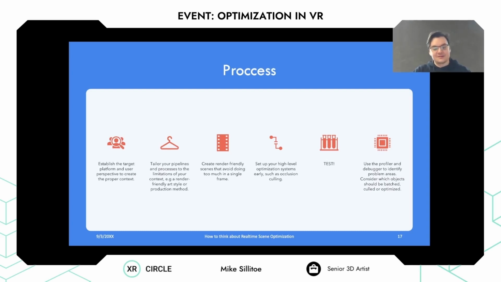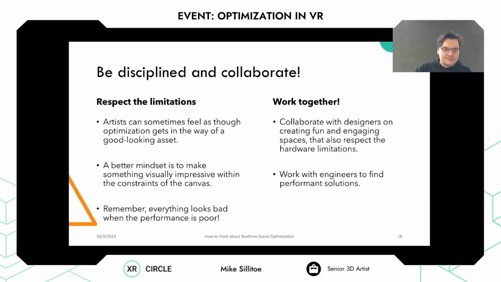I really recommend doing this because then it's there and you're encouraged more to test, and you should be testing often, as much as you can, so that if something bad happens, you know when it happens. And if all else fails, you can use the profilers and debugging tools to identify problem areas. Consider which objects should be batched, culled, or optimized. Be disciplined and collaborate with your colleagues.